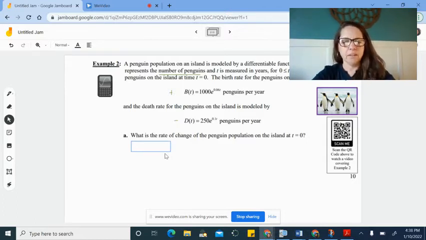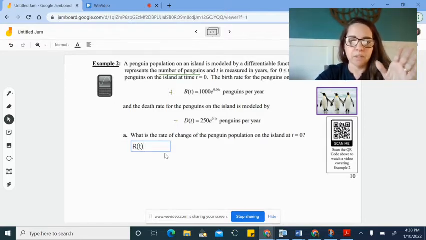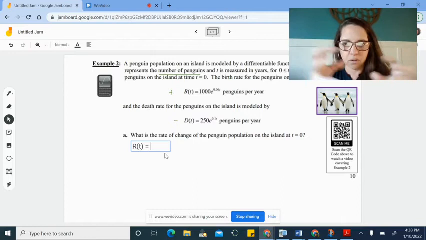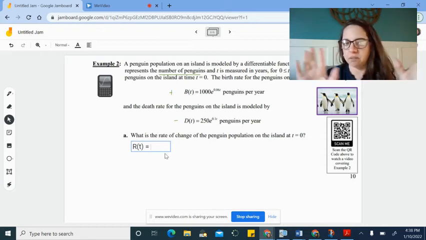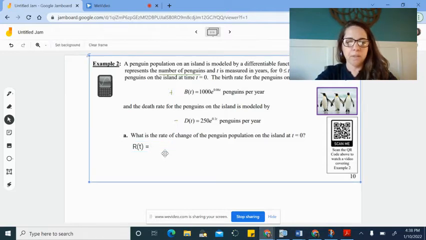Let's call it R again. You could call it P for penguins if you wanted to, but I want to remember that it's a rate of change. That'll help me remember this is already a derivative. I don't have to take the derivative unless they say something about the rate of the rate of change, and that's a different story. Okay, so this is a rate, and we're going to do B.